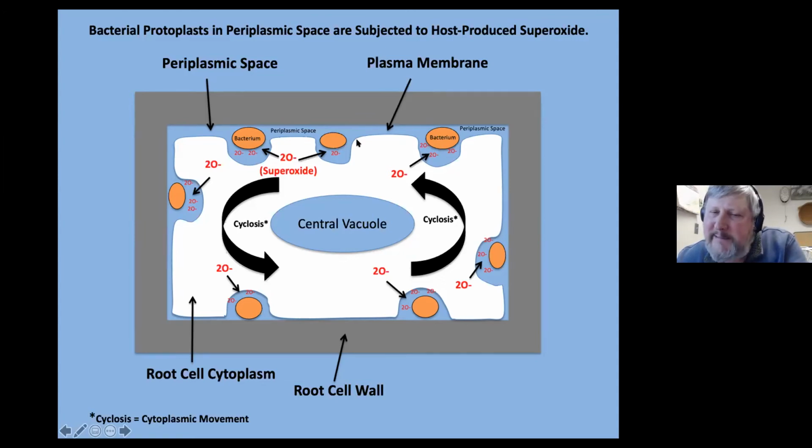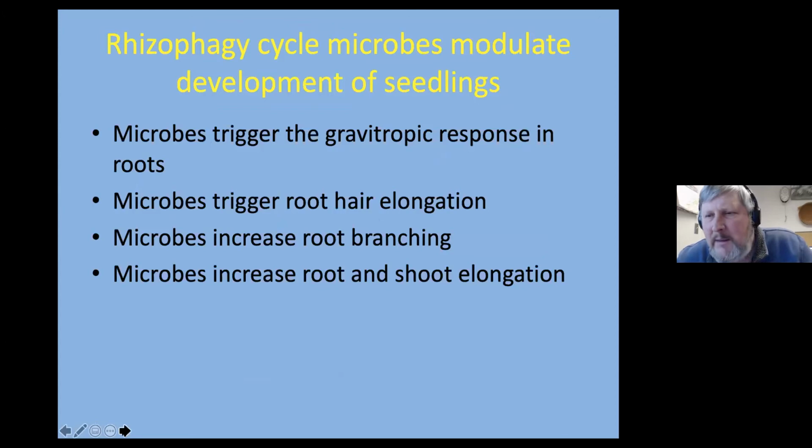And what that does is it moves these microbes around. So it's jostling these microbes around. And I'll show you images of that, movies of that really. These microbes, internal in the root cells, are critical for proper development of plants.